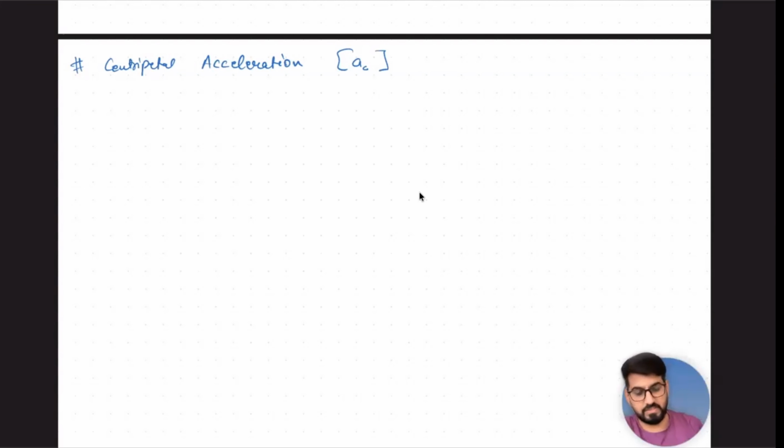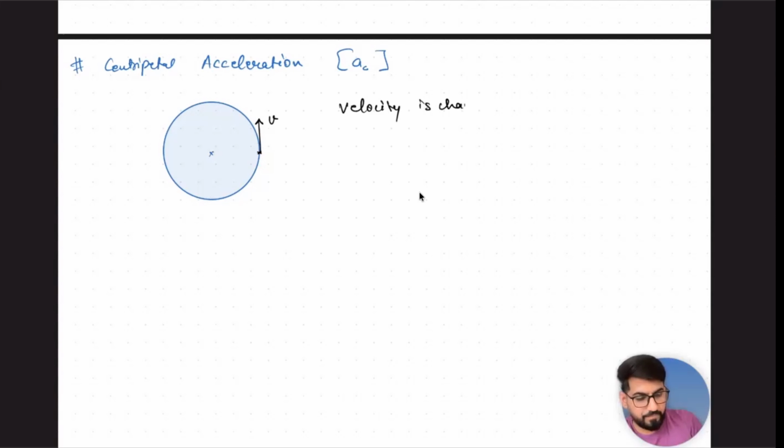Whenever we are discussing uniform circular motion, the object is moving in a uniform circle with a constant speed. Let us say the object is at this point. The velocity is always tangential to that particular point. Tangential means it touches the circle exactly at one point. So this is my velocity. Now, uniform circular motion means the magnitude is not changing, but the direction is changing. So can I say velocity is changing due to change in direction?